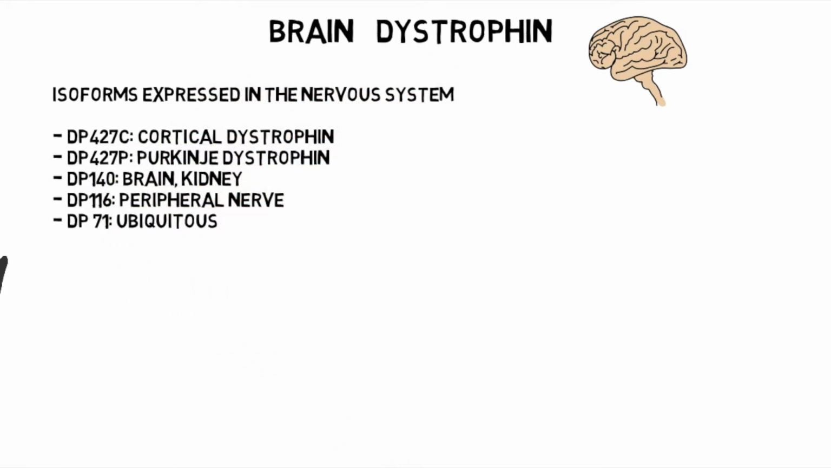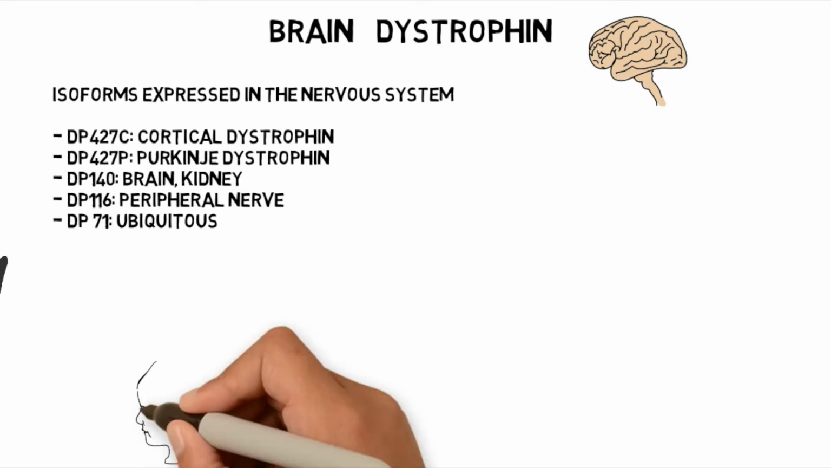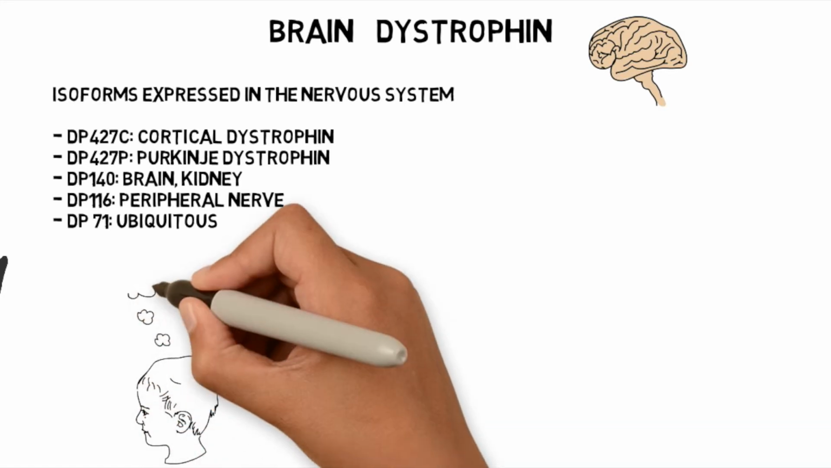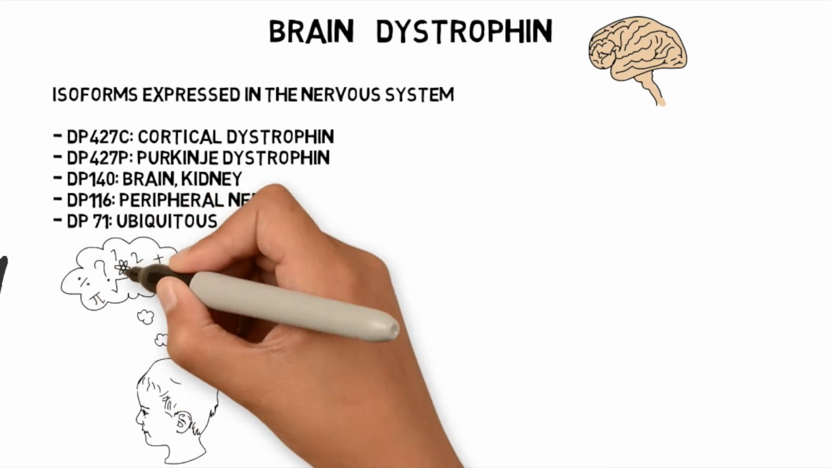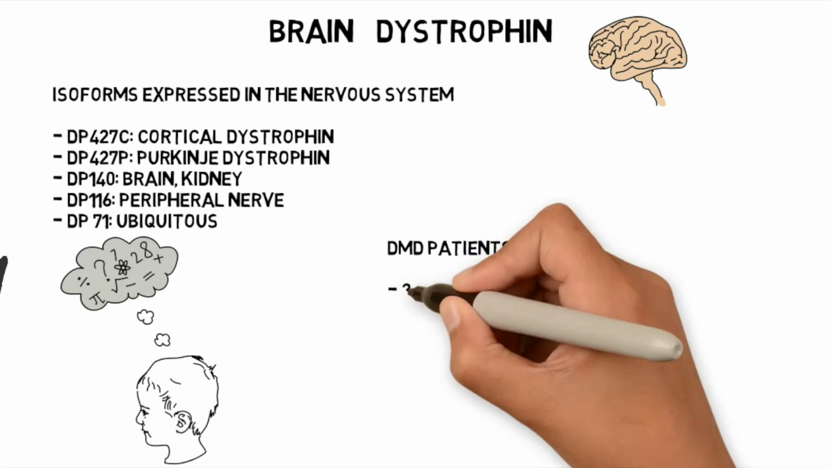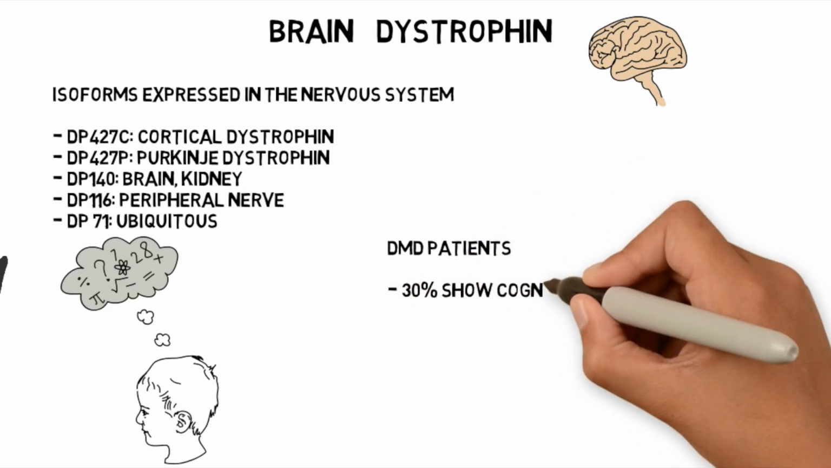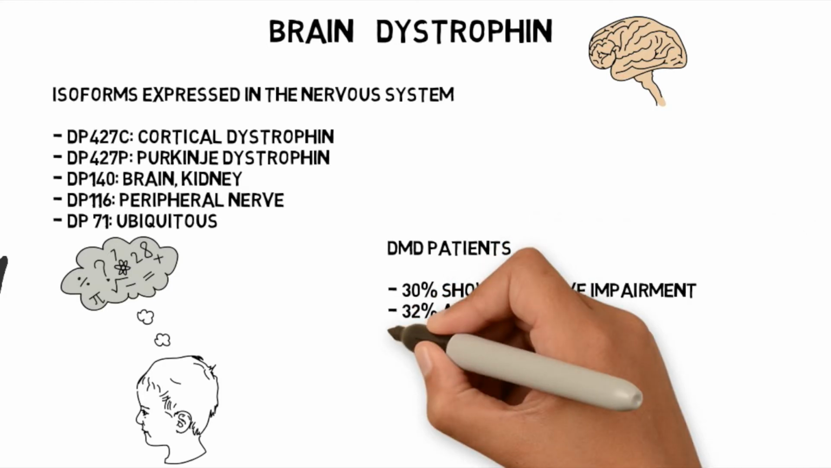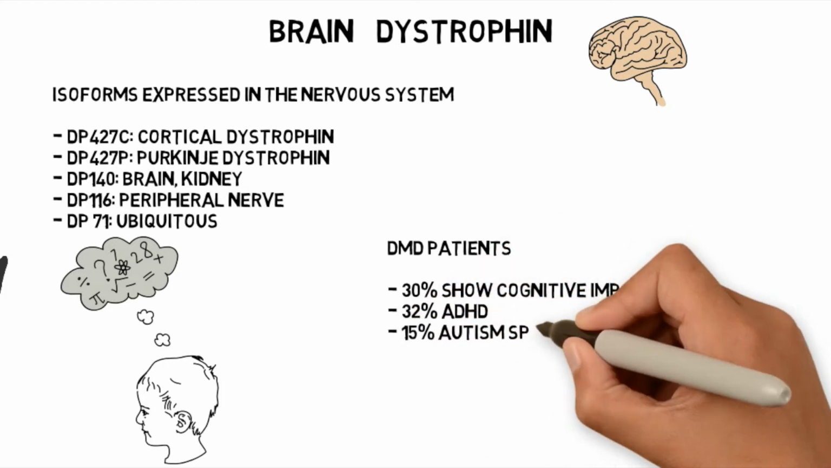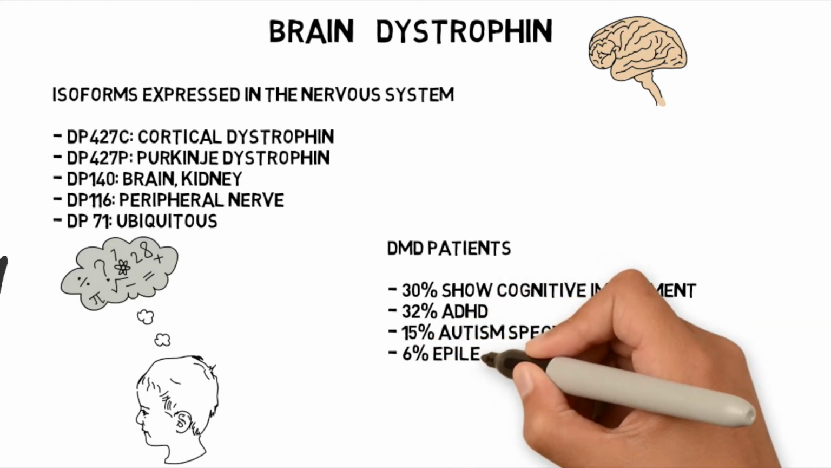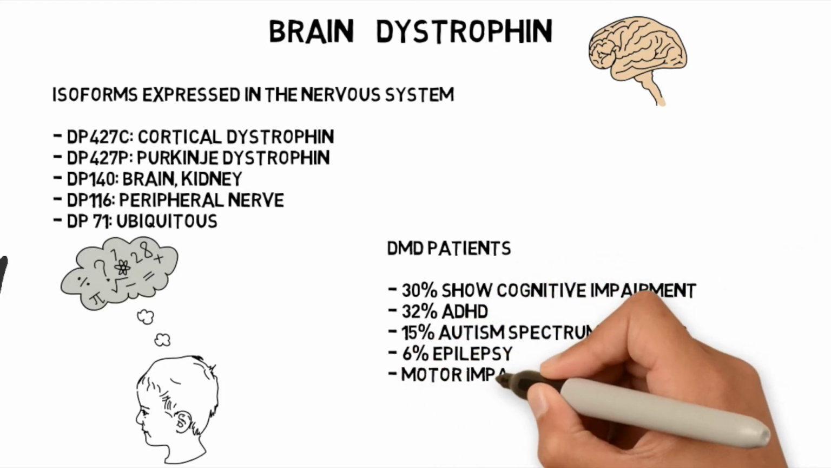the cortex, which is involved in higher thought functions, and the peripheral nerve, although it has not been as highly researched. Research interest in these isoforms is increasing due to the prevalence of cognitive deficits of DMD patients. In particular, 30% of patients show cognitive deficits with an IQ lower than 70, and it is thought that this is an underestimate. Additionally, DMD patients have been shown to have higher chances of mood disorders and autism spectrum disorders, as well as a higher chance of epilepsy.